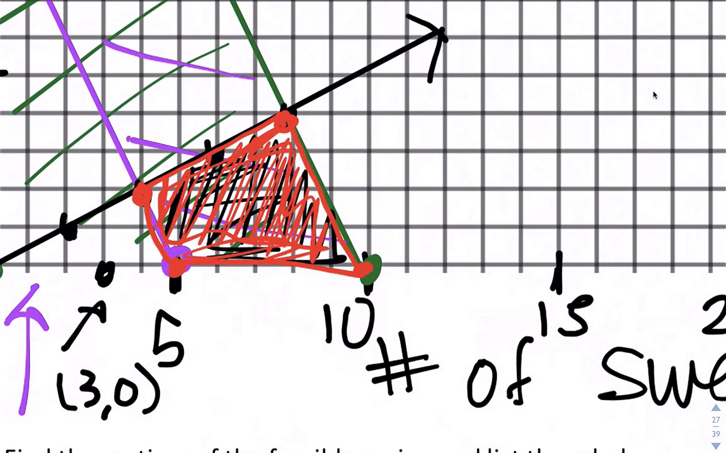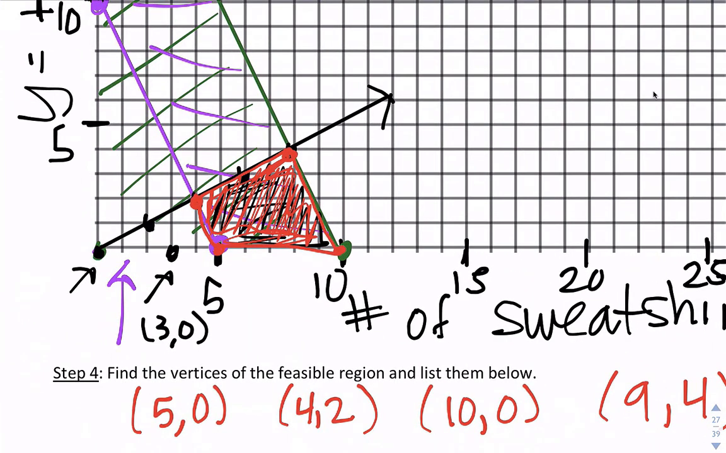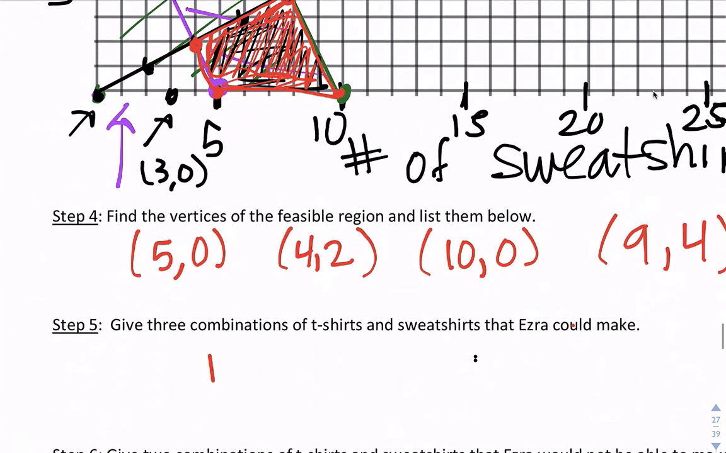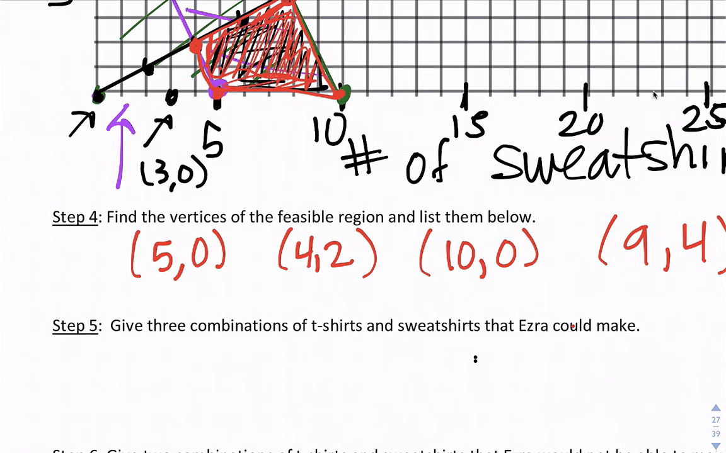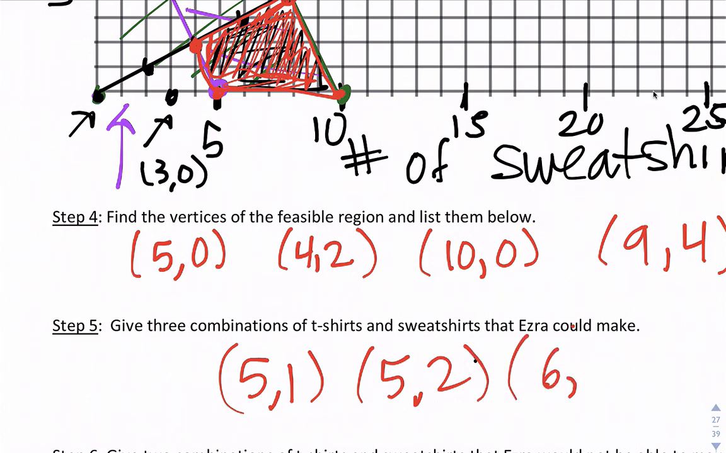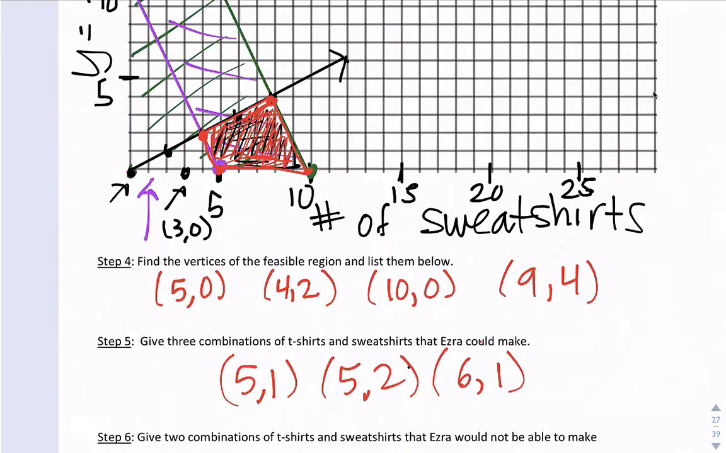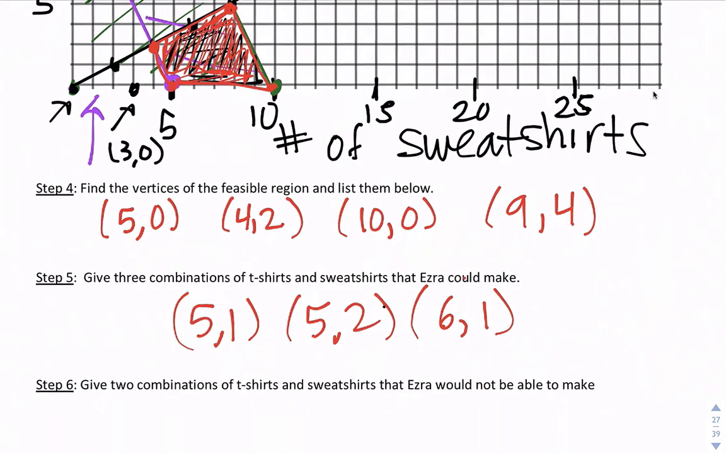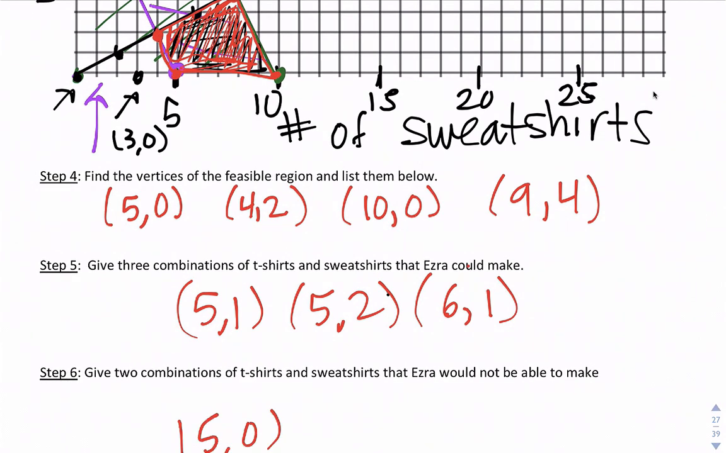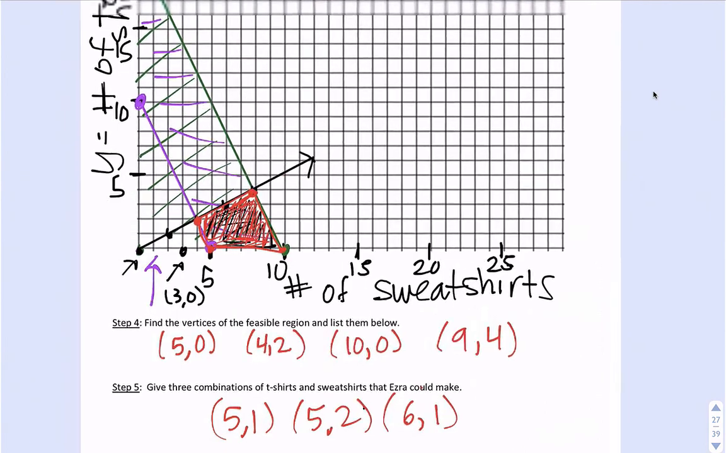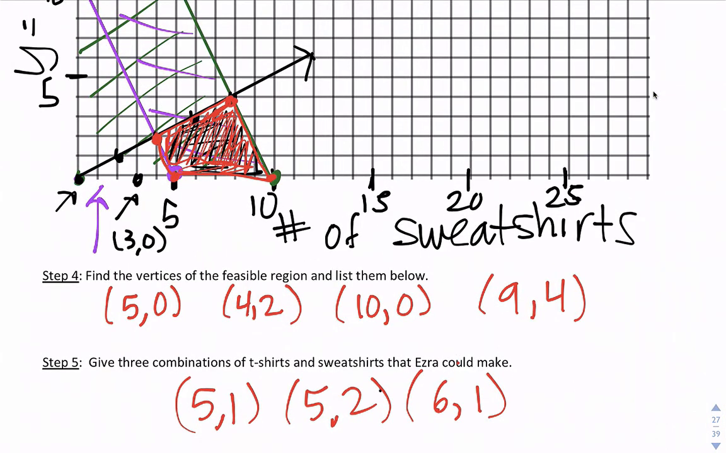You can also pick anything inside. So another combination that would work would be like 5, 1 or 5, 2. We could say 6, 1 would work. So any of these combinations of t-shirts and sweatshirts would work. Something that would not work, you could not do like 15, 0. You could not do like 0, 10.